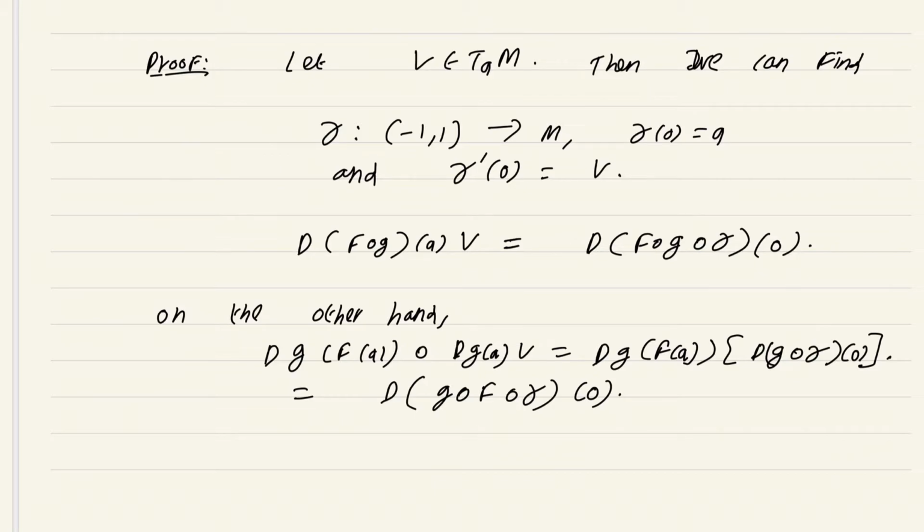So this time this quantity acts as the vector, g composed with gamma acts as the curve, and this function g acts as the function which I'm using to push forward the velocity vector. Okay, and you notice these two are the same, and this is true for all velocity vectors. So the chain rule on manifolds is proved.